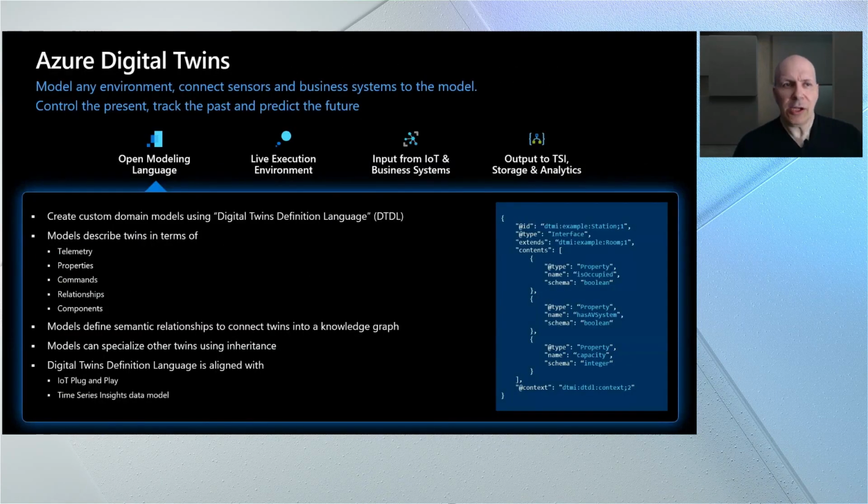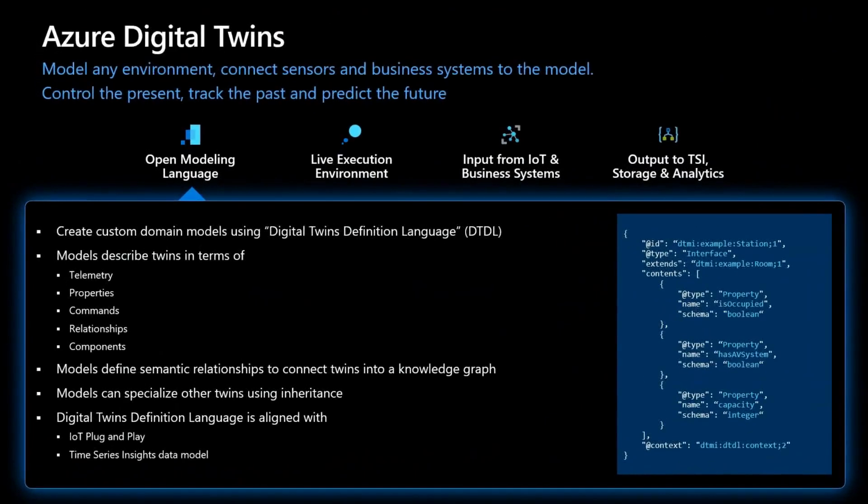So real-world environments in ADT are modeled as a topology graph. The entities that make up the graph are called twins, and each type of twin is described as a collection of properties, telemetry, commands, relationships, and components. Really, at the heart of the graph building are relationships. Relationships define how individual twins can be connected to other twins.